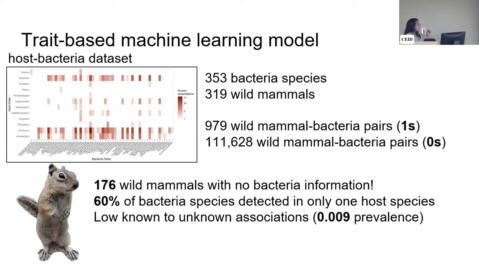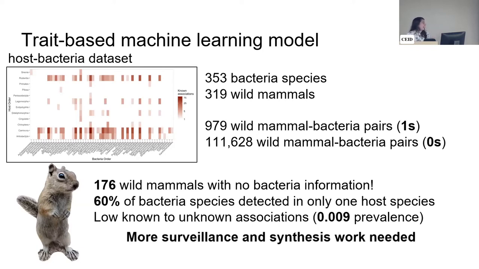If you look at the known to unknown associations, only about 1% of the possible host-pathogen associations are documented right now. For North America, that's actually higher than the global data set. Globally, it's less than 0.002 prevalence. North America is relatively well sampled compared to global data sets. I think this just means either more surveillance or better integration of known literature or gray literature is needed to build up what is the real knowns versus maybe just the literature knowns.